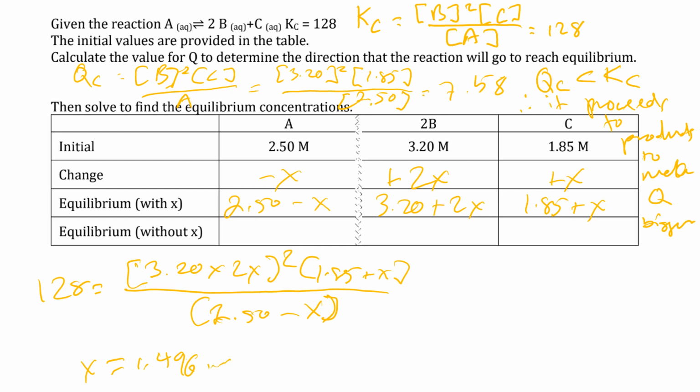1.4968, and so on. Looking at my sig figs up here, I only have 3 sig figs, so this should be 1.50. So 2.50 minus x, 2.50 minus 1.50 is 1.00 molar. 3.20 plus 2 times 1.50 will give me 6.20 molar. 1.85 plus 1.50 is 3.35 molar. All right, very good.